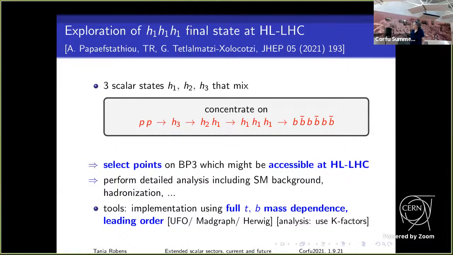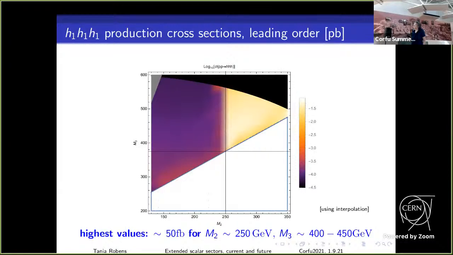This production process, so you have a heavy resonance going to a second resonance above 125, and H1 is the 125 GeV resonance, going to 3 standard model-like scalars, and then to 6 b's. And this was a benchmark plane we suggested in an earlier work with Tim and Jonas. And then we did a detailed analysis here with Andreas and Gilberto, looking at whether this is accessible at high-luminosity LHC with a long chain of tools.